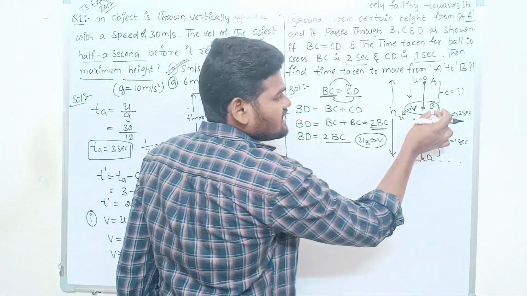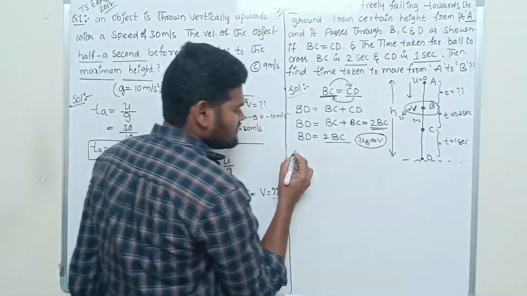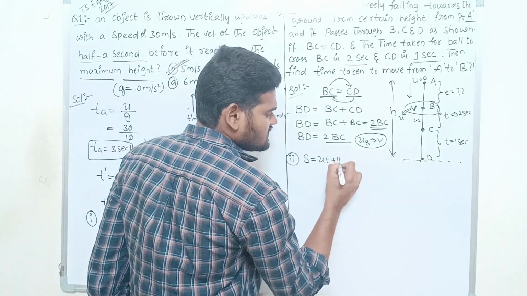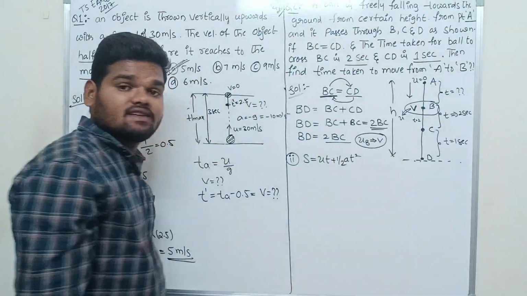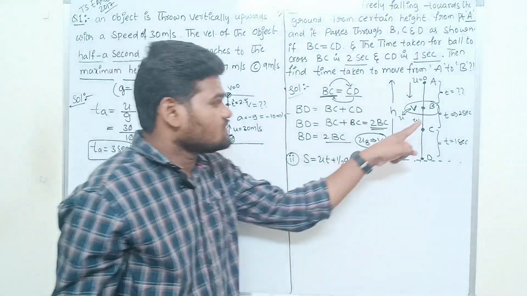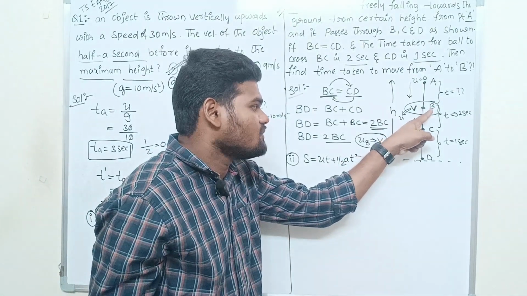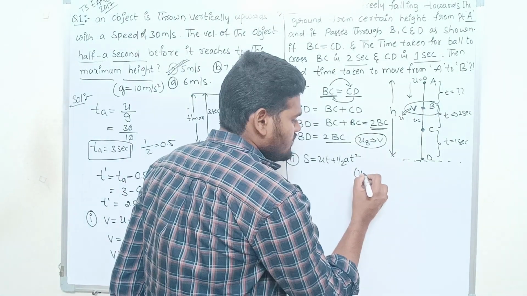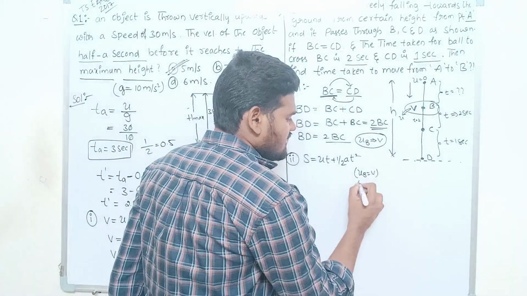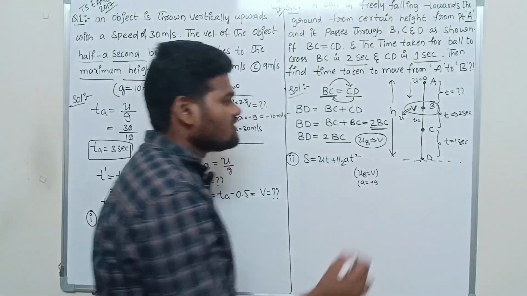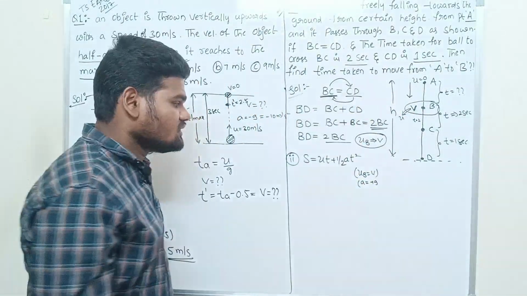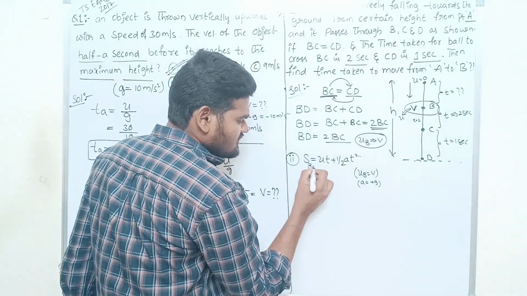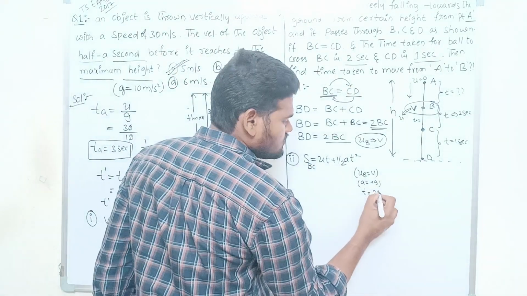So I'm taking the second equation of motion. What is that? The second equation of motion is S = ut + 1/2 at squared. I'm considering the displacement from point B to point C. The initial velocity u at point B is V, and acceleration due to gravity is plus g, because it is moving towards the ground. The time taken to cover the distance B to C is t = 2 seconds.